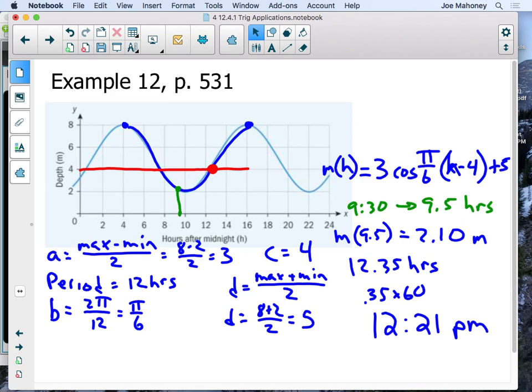So this is where trig gets really neat, when we can actually model some of these functions and write cool trig equations to model periodic data. Oh, doesn't get any better than that, my friends.